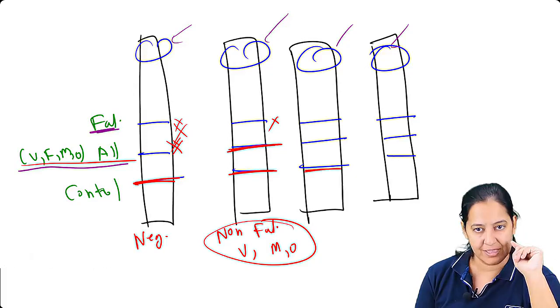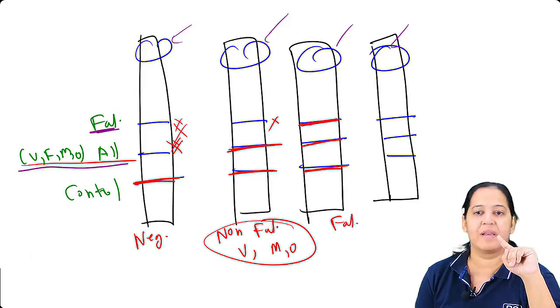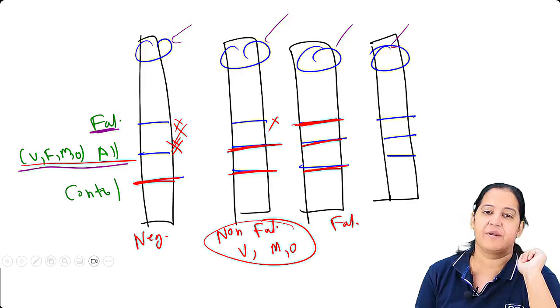The third one, this is positive, this is also positive, this is also positive. You will say, ma'am, the patient is having falciparum malaria because this is positive, right? So it has to be falciparum. The patient is having falciparum malaria.